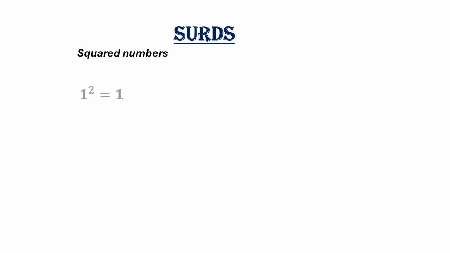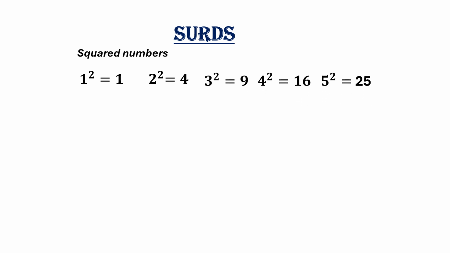To know surds, we will first need to know the squared numbers. The squared numbers are, 1 squared is 1, 2 squared is 4, 3 squared is 9, and so on. These numbers, the 1, 4, 9, 16, and 25, are called squared numbers. We need them in surds because surds work with the square root. For example, the square root of 4 is 2, the square root of 9 is 3, and so on.